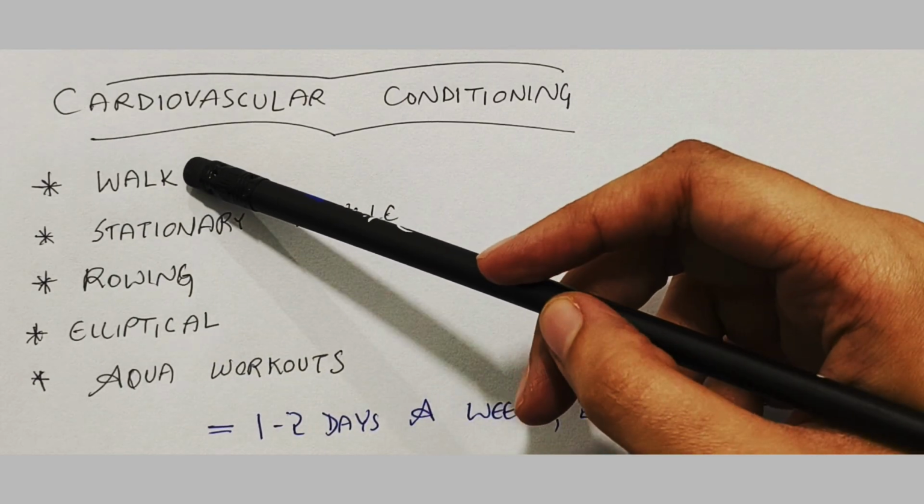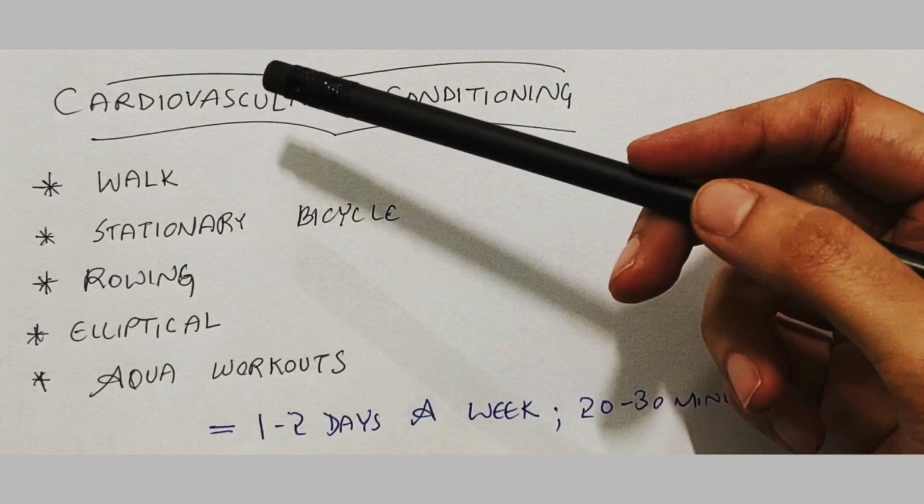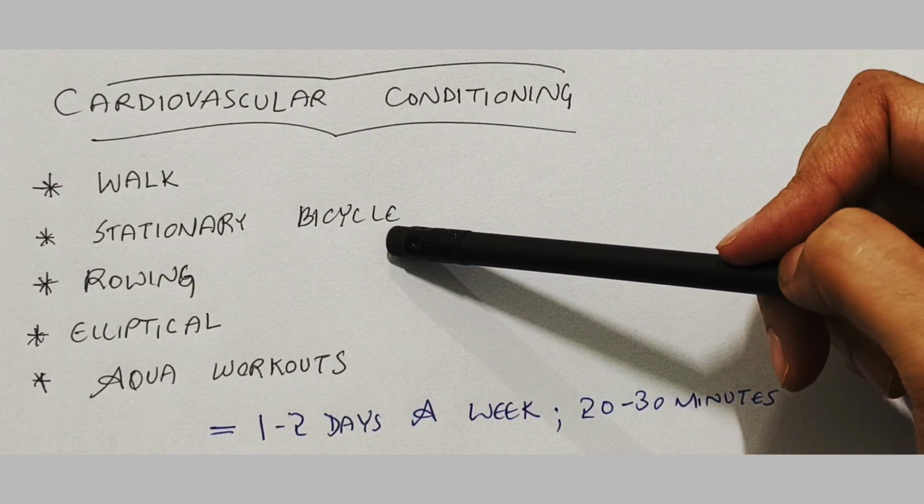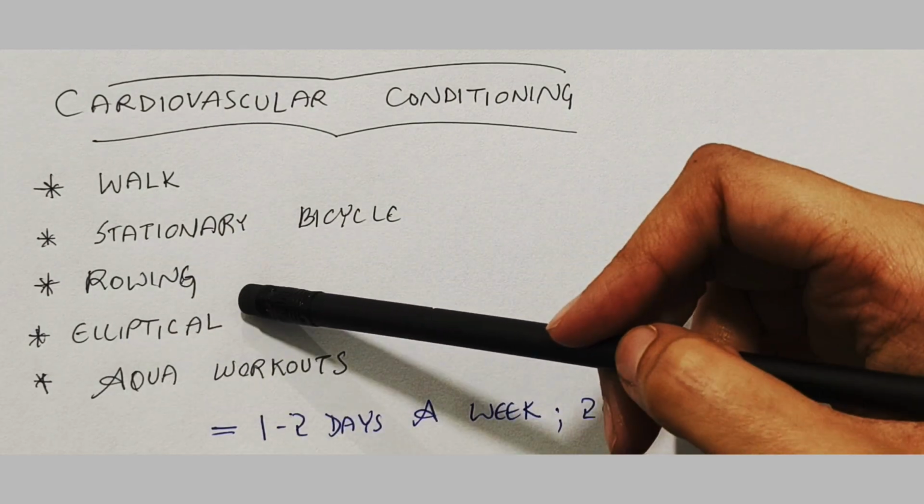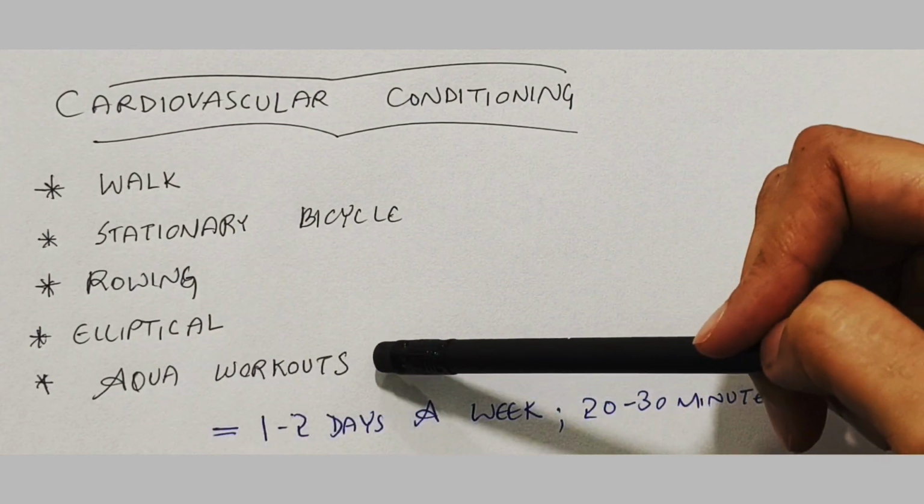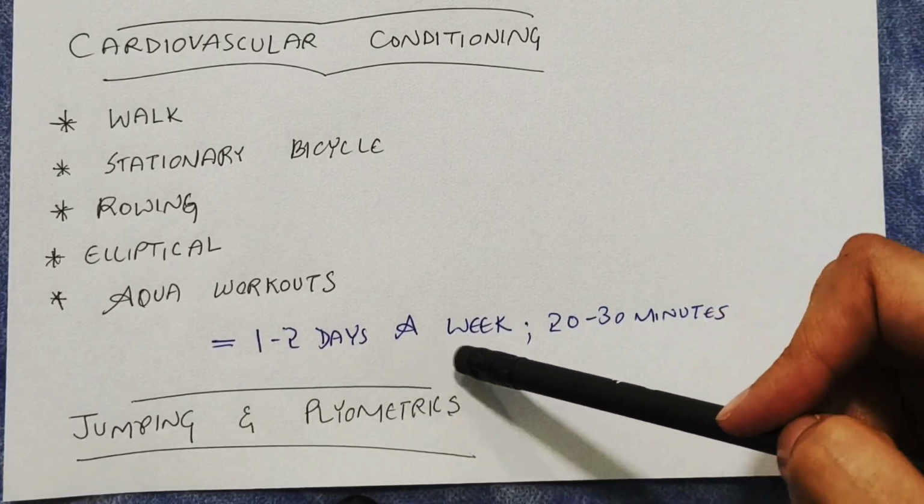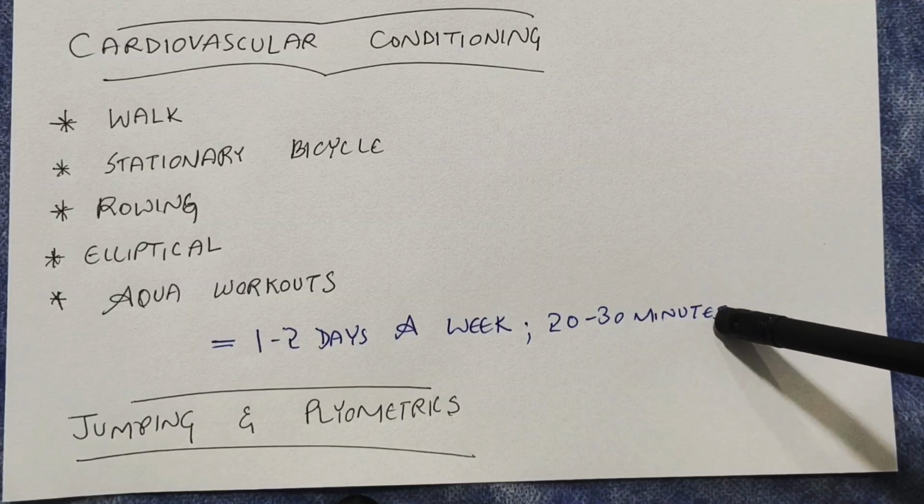Make sure you include walking, especially treadmill walking, inclined walking, and stationary bicycle, rowing, elliptical, and even aqua workouts. Aqua therapy will be very beneficial. These can be done for 1 to 2 days a week for 20 to 30 minutes.